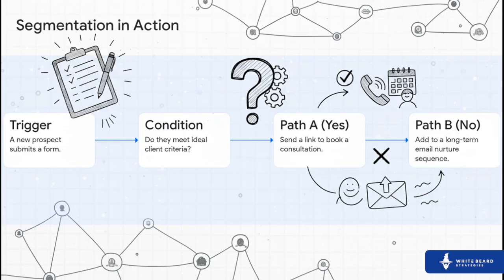If the answer is yes, boom, path A. They automatically get a link to book a consultation. If the answer is no, no problem, path B. They're added to a long-term email nurture sequence. Two totally different journeys, and it's all 100% automated.